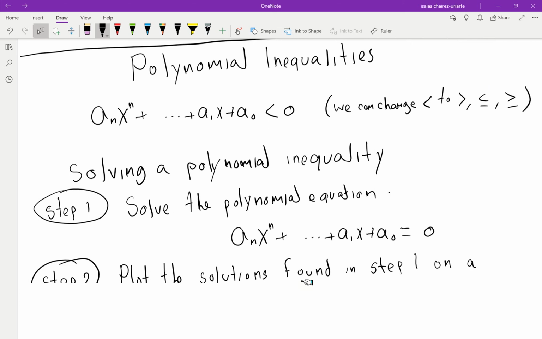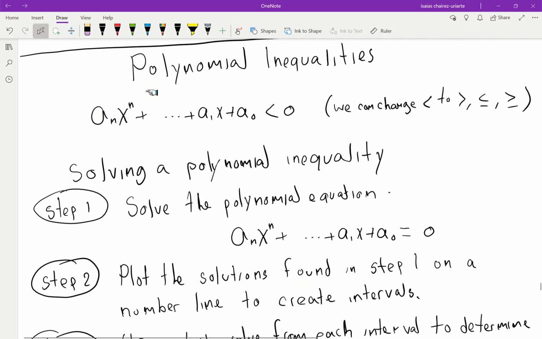Let's first think of some guidelines on how to solve them. A polynomial inequality looks something like this. Here I have a polynomial of degree n, and it's less than 0. That's a polynomial inequality. I could change this less than to bigger than, less than or equal, or bigger than or equal. It doesn't matter. How do you solve this polynomial inequality?